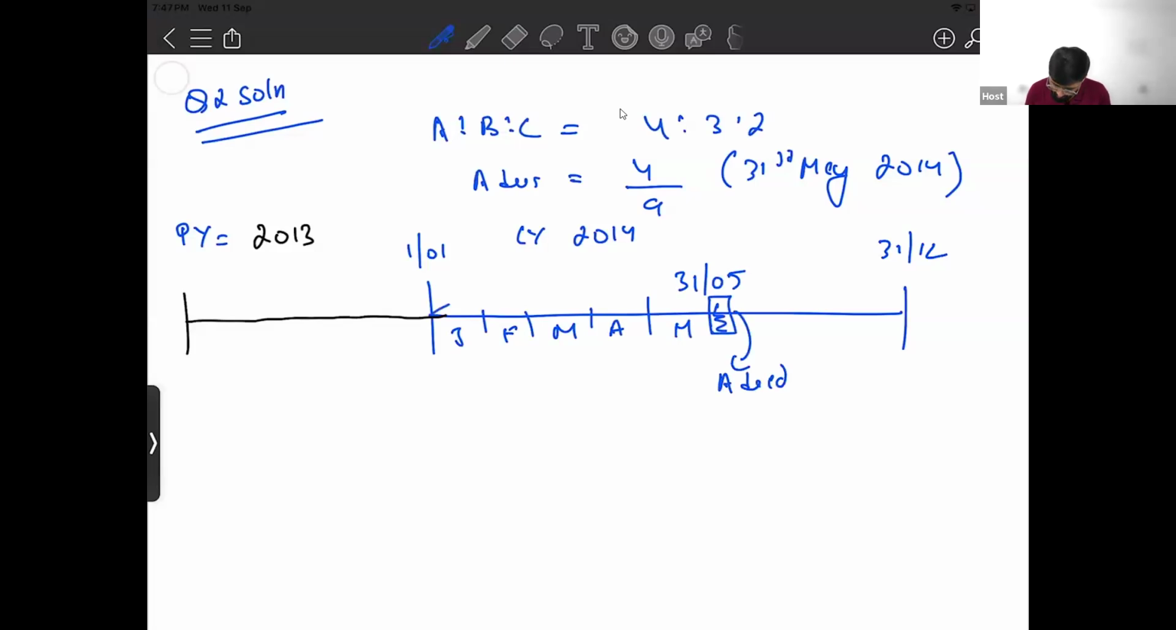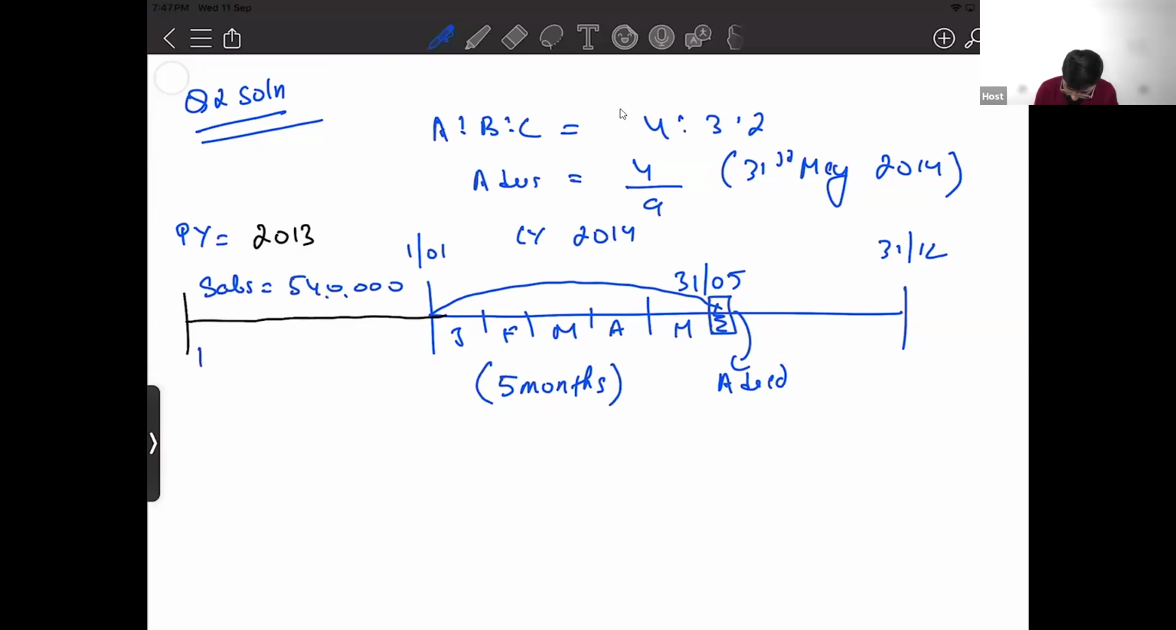So for how many months do we have to calculate? For January, February, March, April, and May, for 5 months. A's profit share for 5 months, taking the previous year's profit and sales into consideration. Sales for 2013 is 5,40,000 and profit for 2013 is 67,500.